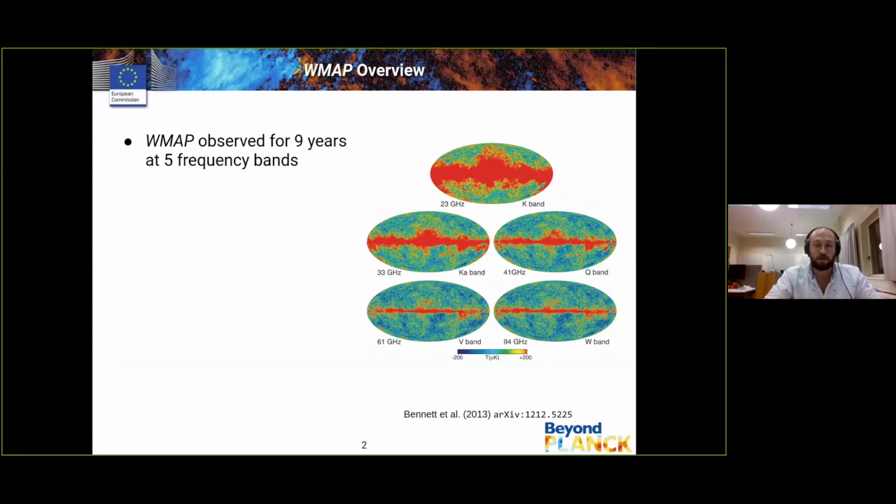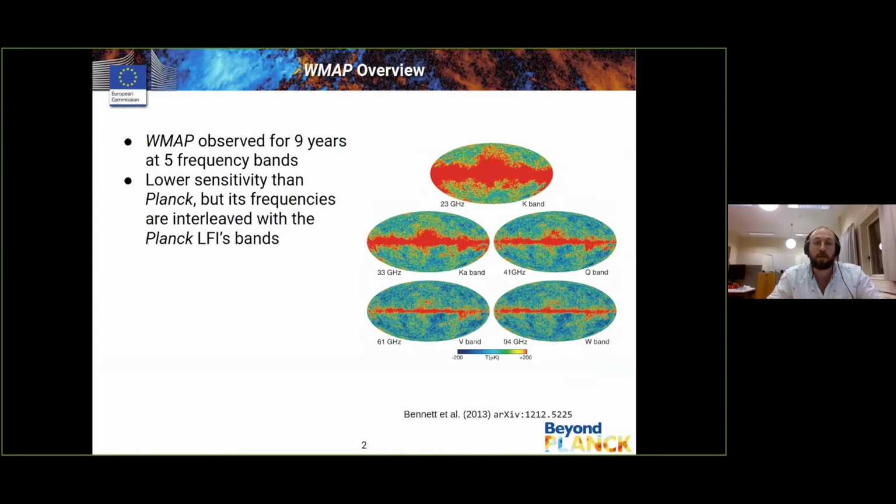As we all remember, the WMAP Observatory was a 5-frequency experiment observed for approximately 9 years. The experiment was a precursor to Planck, so it has higher white noise levels. However, it's a quite robust data set in general, and it's also a good complementary data set to the Planck low frequency instrument because its frequencies essentially lie in between those of Planck LFIs. This by itself suggests that a reanalysis in the Gibbs sampling framework would be quite interesting, even just as a validation of the BeyondPlanck framework for a different data set.